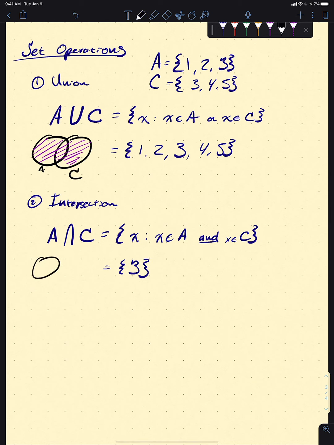If we look at our picture, we have A, we have C. The intersection is just what the name would say. It's right where they intersect. One thing of note here: this is not the number 3. A intersect C is not the number 3. It's the set containing 3.